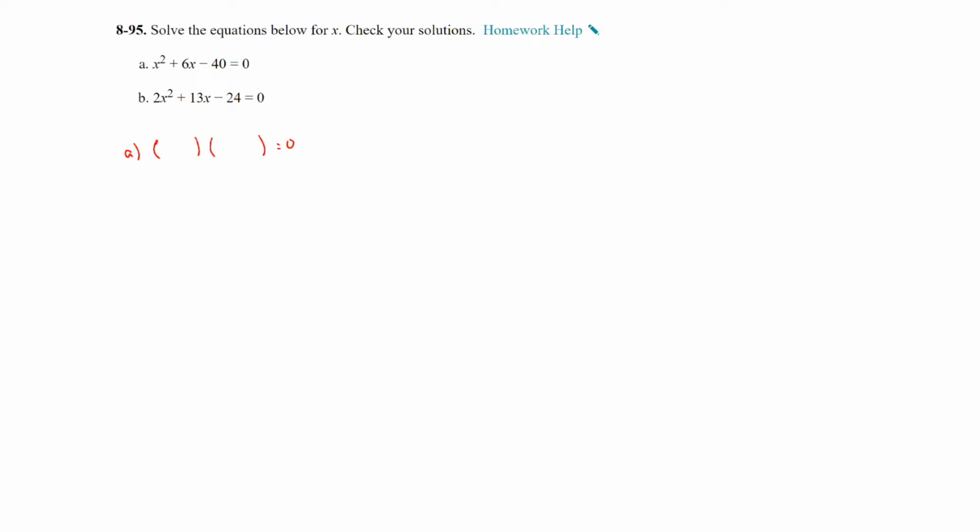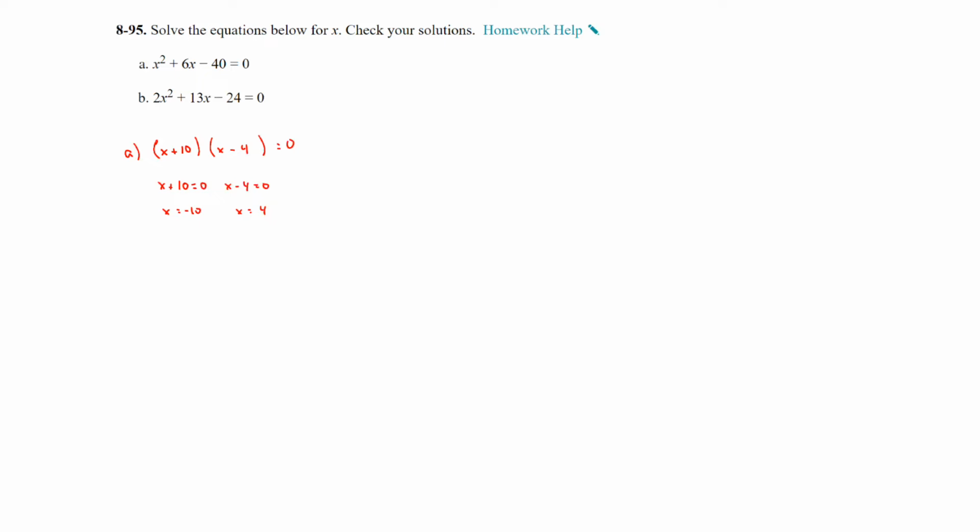And you can use your generic rectangle to be able to factor. That would leave us with x squared. So x times x is x squared. We'd have a plus 10 and a minus 4. And once again, you can use your generic rectangle to be able to factor that. Now we're going to use the zero product property. Set our factors equal to 0. And then we'll solve and get two solutions. x equals negative 10 and x equals 4.